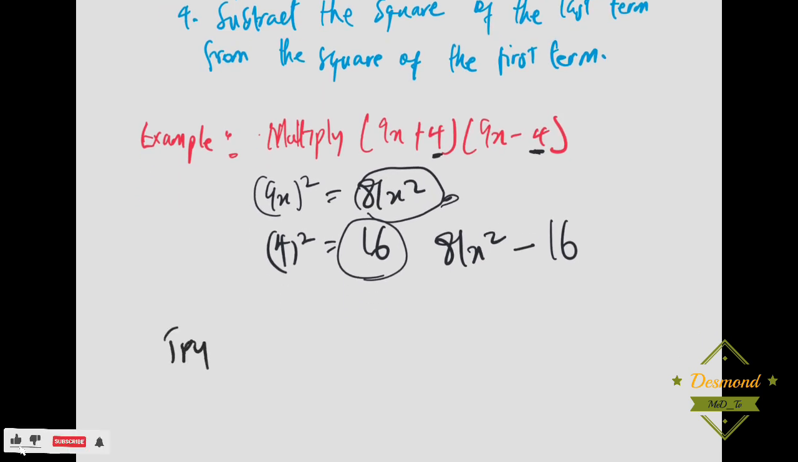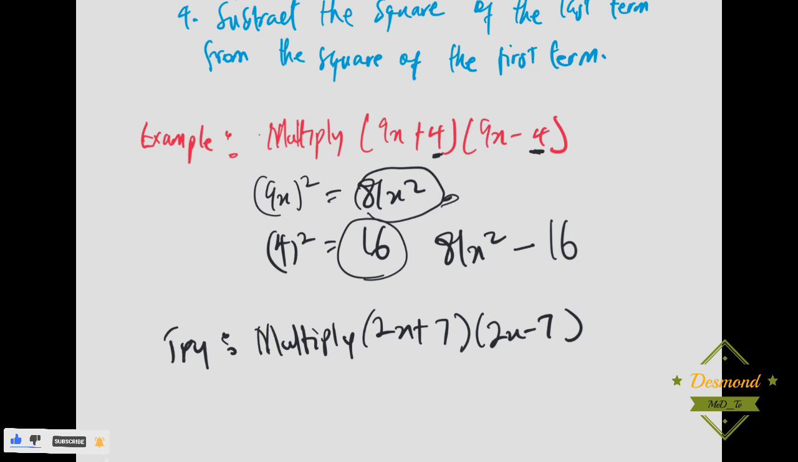Try this one. Multiply 2x plus 7 by 2x minus 7. Try this and put your answer in the comment section, and I'll see you in my next video.